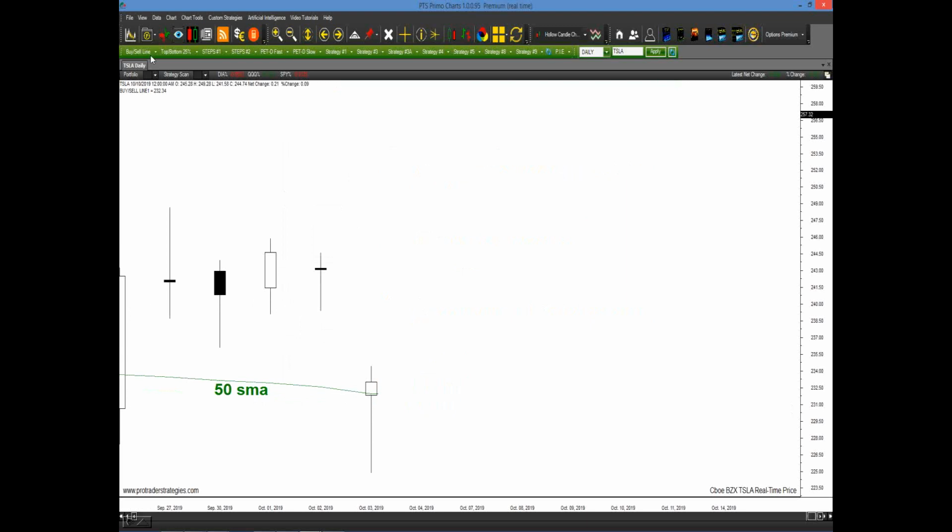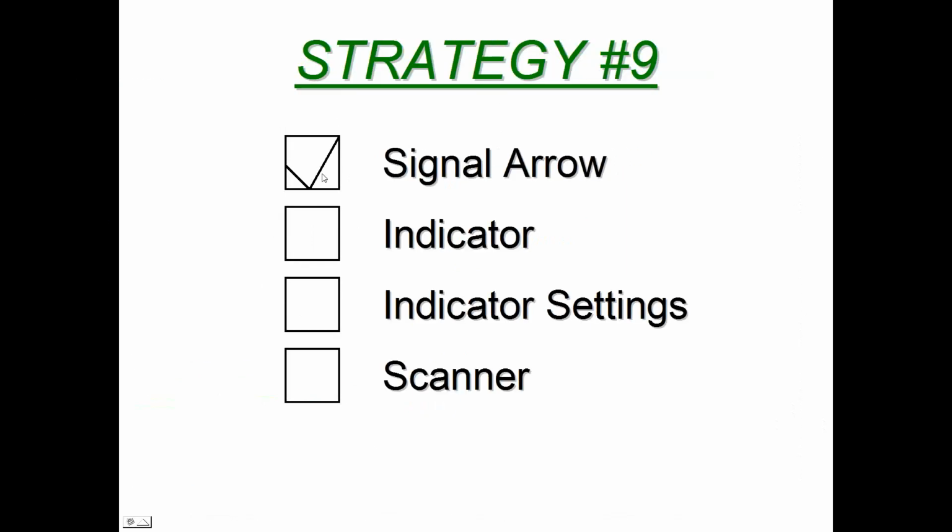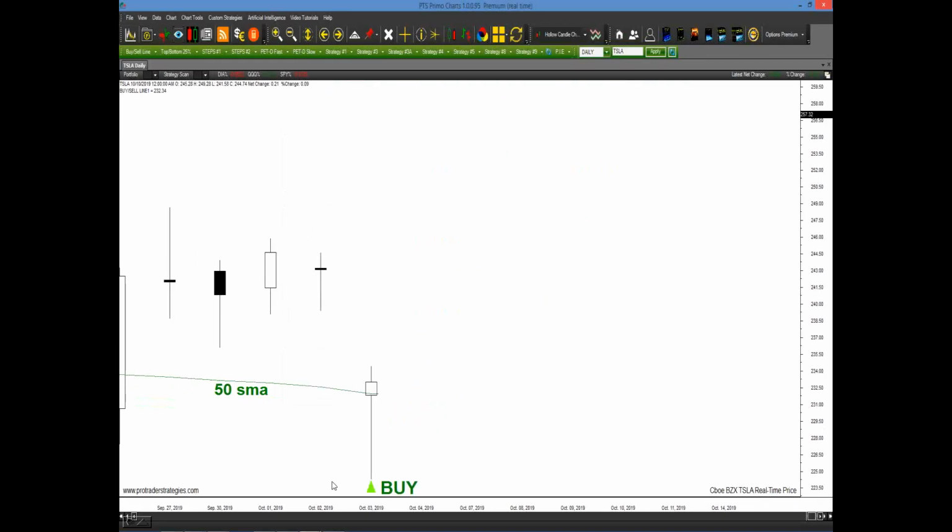Well, in our upper green strategy tab right here, you go to Strategy Number 9, click it on, and the drop-down menu appears. Just click on Signal Arrows. This will show you if you're right. Now, if you're right, you'll see a signal arrow there. If you're wrong, no arrow will appear. So how do we check our work? By clicking on Signal Arrow. And guess what? You're right. So you know how to properly identify a Strategy Number 9 buy setup.